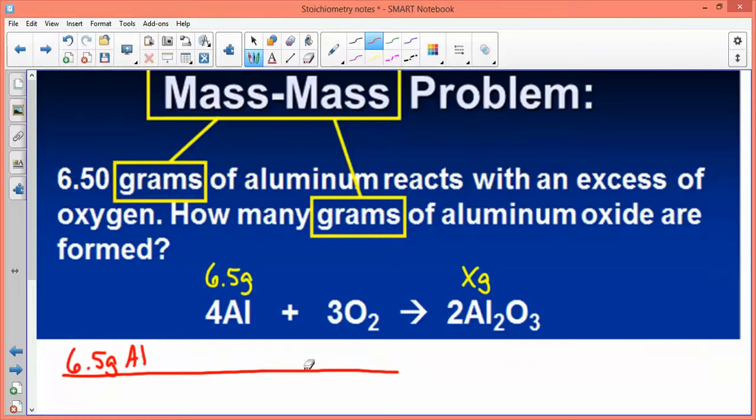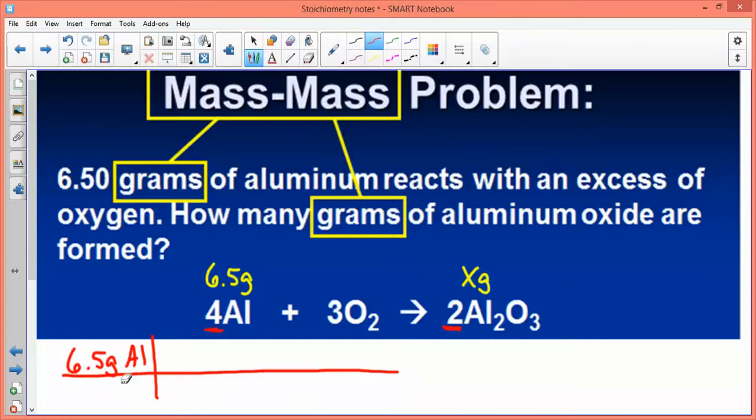The step said to change to moles, so I need to change this to moles of aluminum so that I can do a mole ratio, because I know that for every 2 moles of aluminum oxide that are made, 4 moles of aluminum are used. So I can't use that yet because I'm in grams and these numbers relate moles. So we'll change it to moles first.